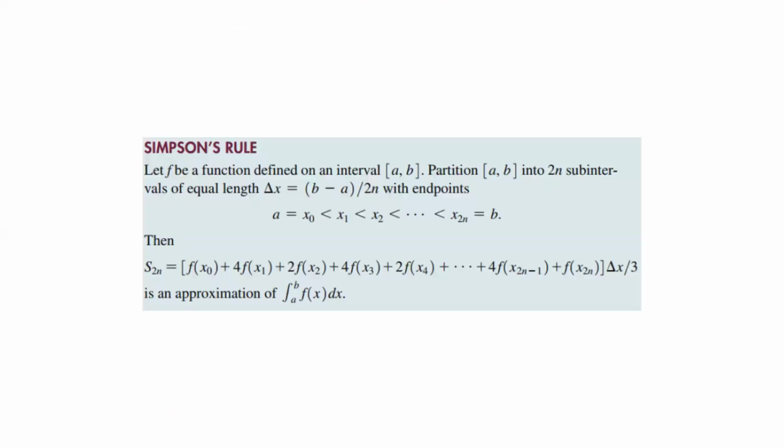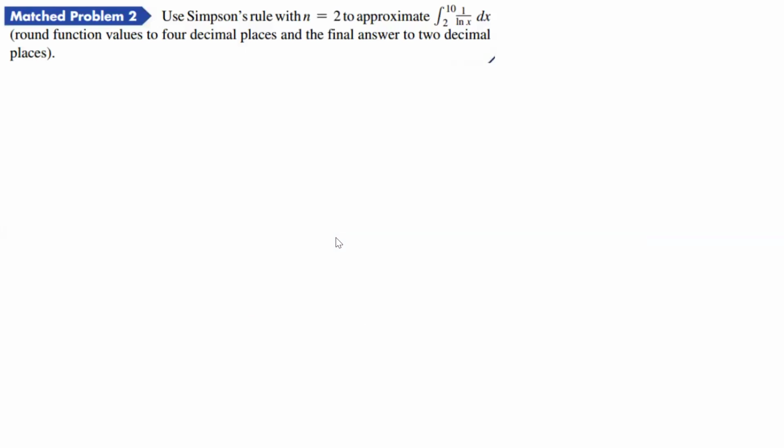So stated as a simplified rule, f is going to be some function defined on an interval from a to b. We're partitioning that interval a to b into 2n subintervals with equal lengths. So we take (b minus a) divided by 2n, and so we're going to get those intervals. Then S of 2n is going to be f of x0 plus 4f of x1 plus 2f of x2 plus 4f of x3 plus 2f of x4, and so on down to 4f of x(2n minus 1) plus f of x sub 2n, times delta x divided by 3. And that's going to, again, approximate that. So this should be a better value than if we did even the trapezoidal rule.